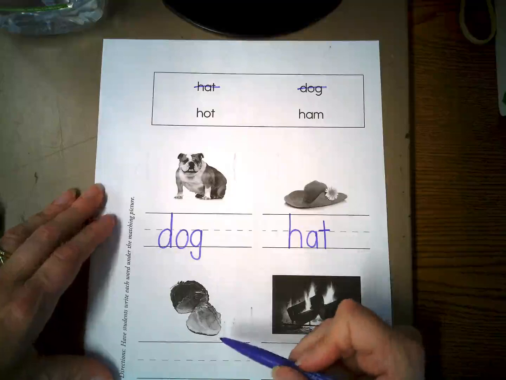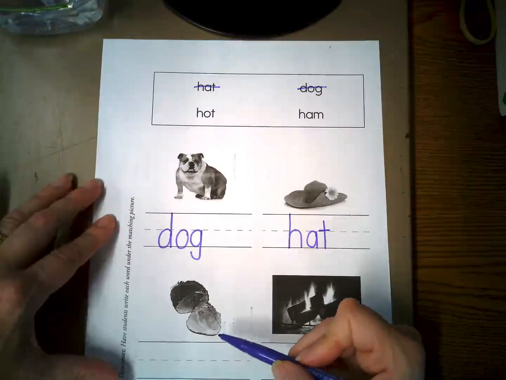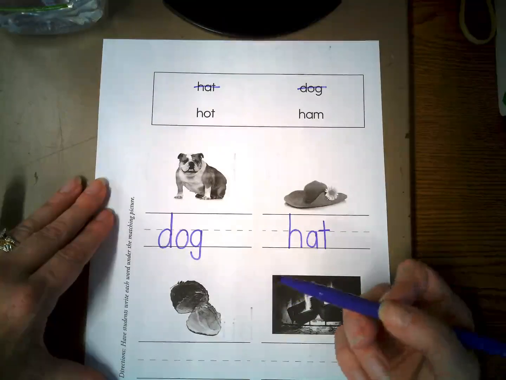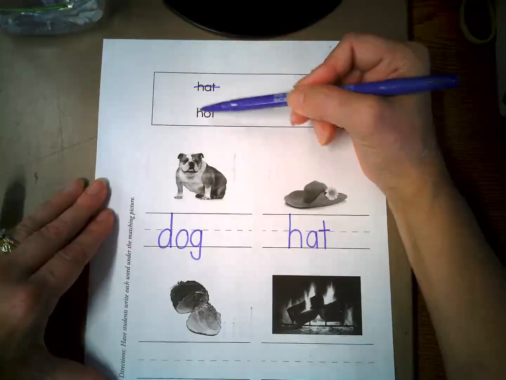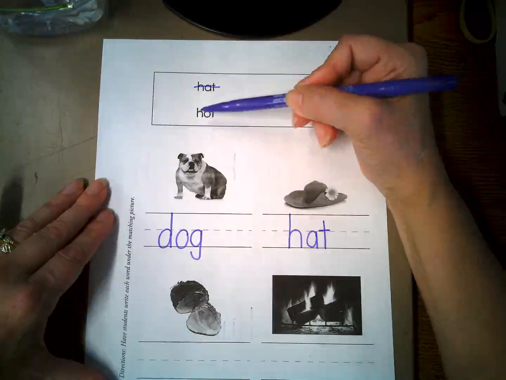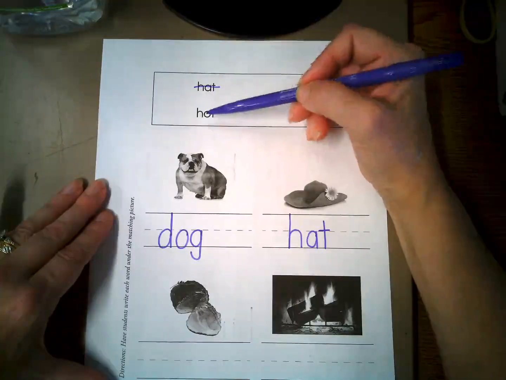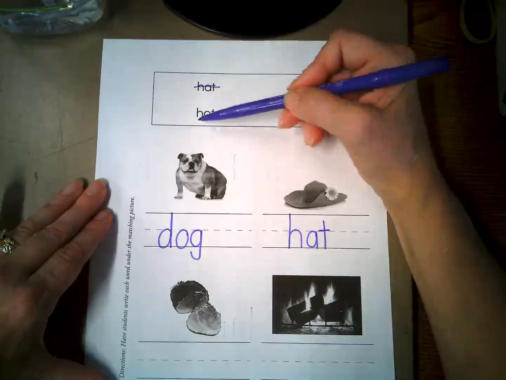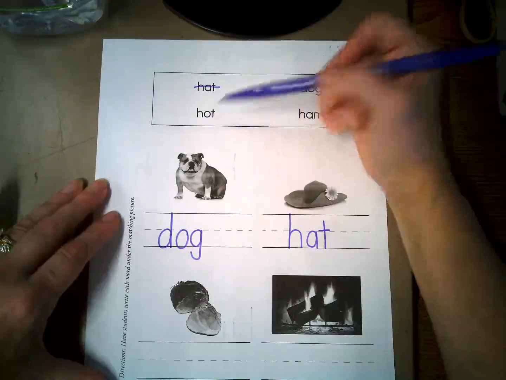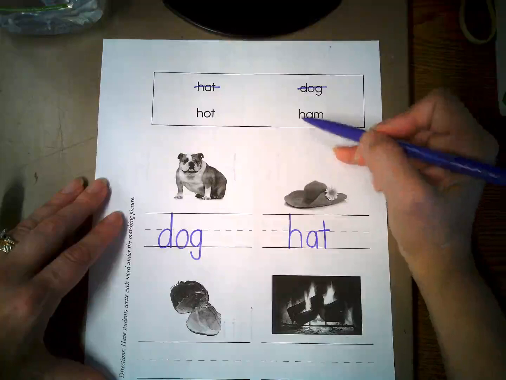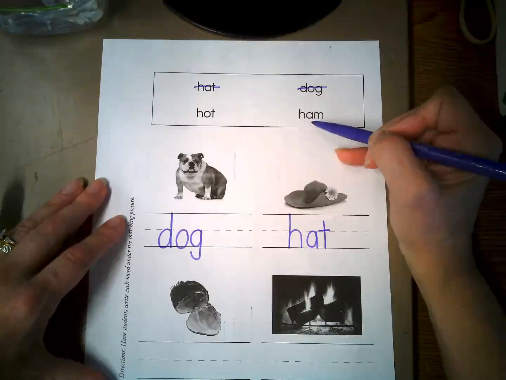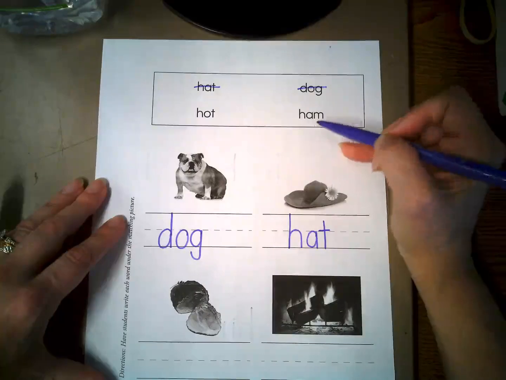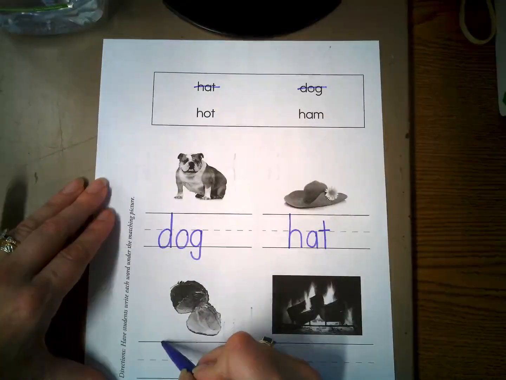This is a picture of a ham. Ham. Let's look and see if we can find the word ham. I see an H word. Oh, maybe this is it. This is an O. Oh, oh, t, hot. Oh, nope, that's not ham. Let's look at this word. Ha, mmm, ham. That's the word. Let's put it down here.